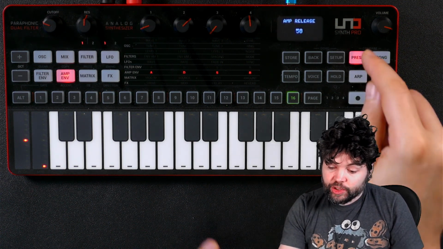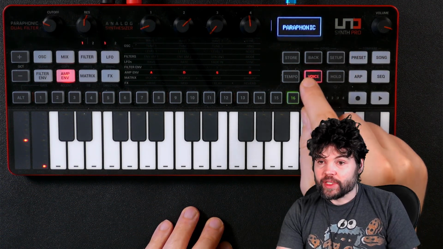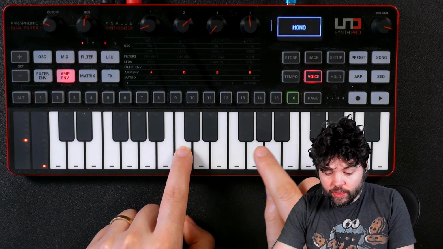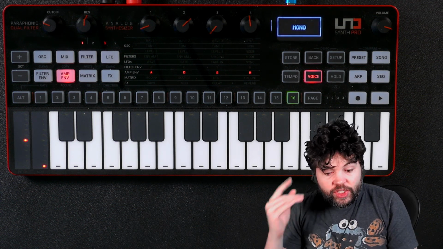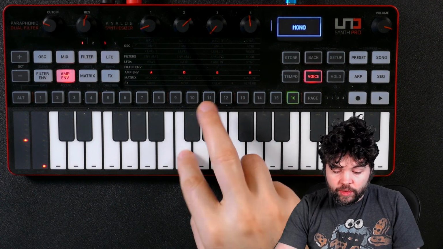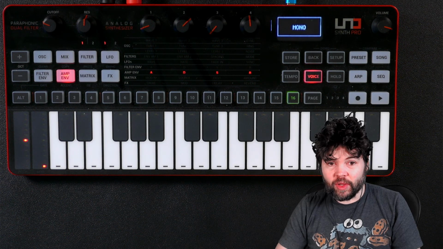Now, there is a re-trigger setting in the menu, but what's actually happening here is legato mode is enabled. So I'm going to change from legato to mono. So now if I play legato, each note that I play is going to re-trigger the envelope. Okay, so we have something of a plucky sound going on there.